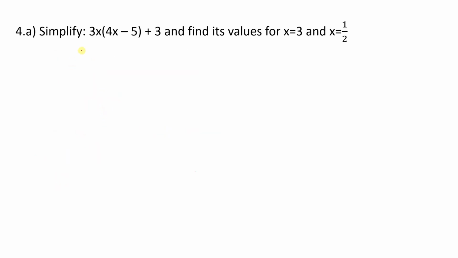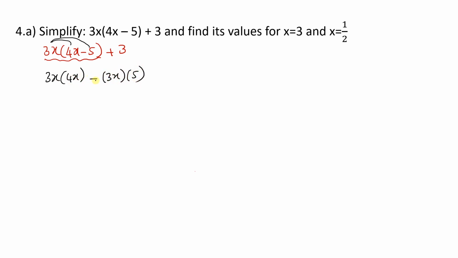Next, fourth sum, simplify 3x into 4x minus 5 plus 3, and find its values for x equals 3 and x equals half. So first let us simplify this. 3x into 4x minus 5 plus 3. This is a product of a monomial and a binomial. So it is 3x into 4x and 3x into minus 5.